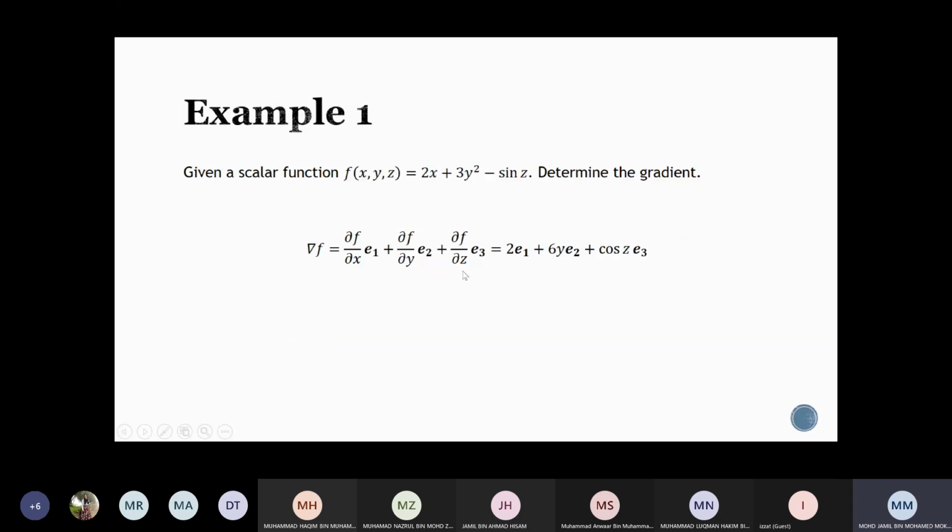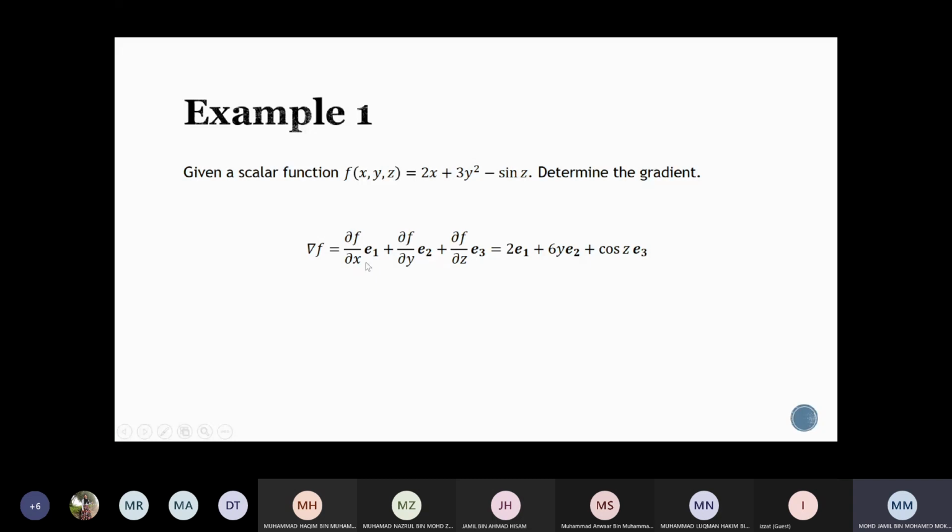So let's look at an example. Given a scalar function f of x, y, and z equals 2x plus 3y squared minus sine of z, determine the gradient. First, you find the formula of gradient, del of f, which gives del f del x e1, del f del y e2, plus del f del z e3.